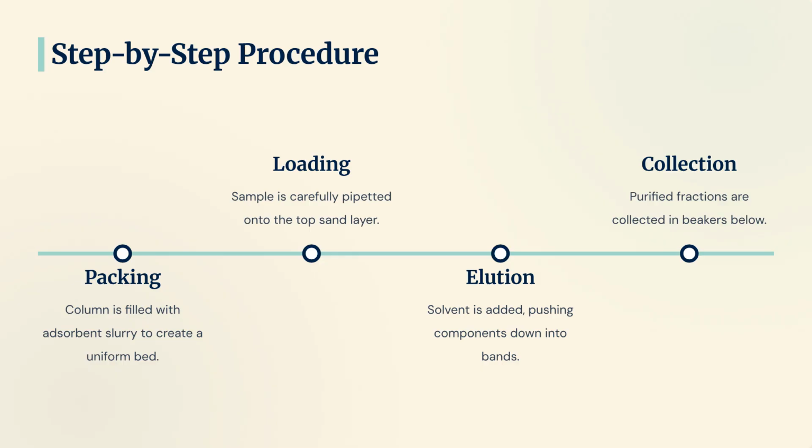Third, we begin the elution. We start adding the mobile phase solvent. This solvent winds through the packed column, pushing our sample with it. This is where the race happens. Our sticky compounds move slowly and the less sticky ones move quickly, creating these distinct bands.